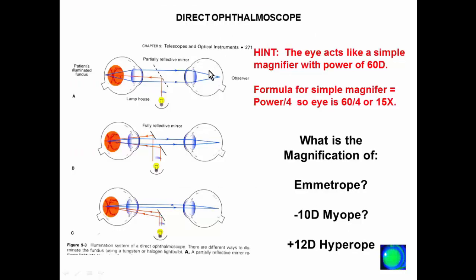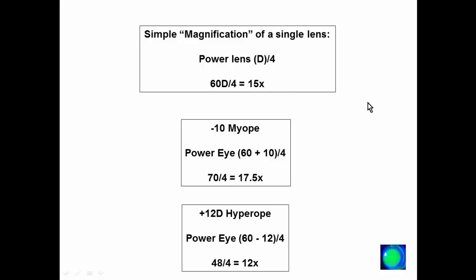Direct ophthalmoscopes, when imaging the retina, take advantage of the fact that the eye acts like a simple magnifier. So if the total power of the eye is 60 diopters, the formula for a simple magnifier is the power of the lens divided by 4. So an emmetropic eye is roughly 15x. So if you're imaging the retina through an emmetrope, the optic nerve will look about 15 times larger than it is. And if you're myopic or hyperopic, it's going to be either larger or smaller, more or less magnification, and here's the formulas for that.